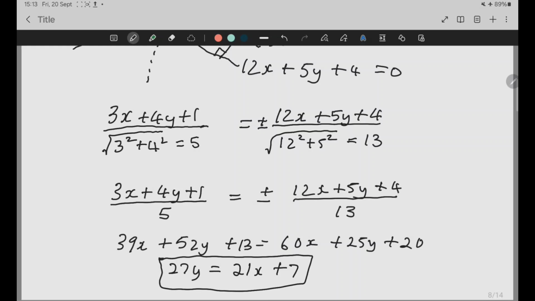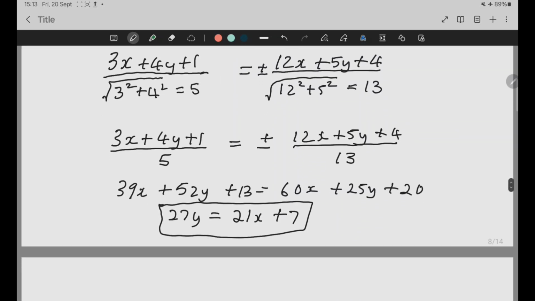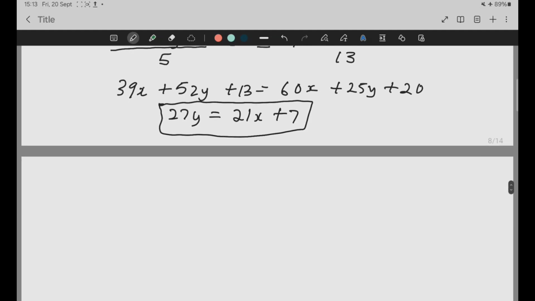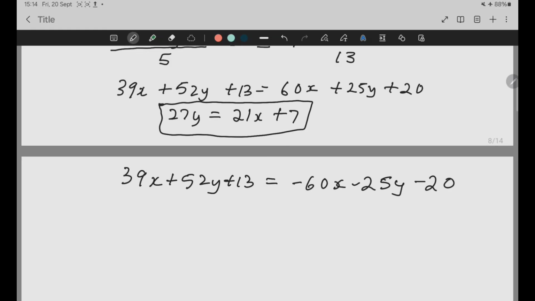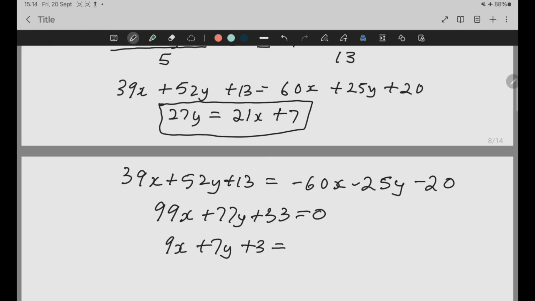And let's get the other equation by taking the negative sign. Going through a similar procedure for that, we will end up with 39x plus 52y plus 13 equals minus 60x minus 25y minus 20, and simplifying that, you get 99x plus 77y plus 33 equals 0, which dividing through by 11 is 9x plus 7y plus 3 equals 0.